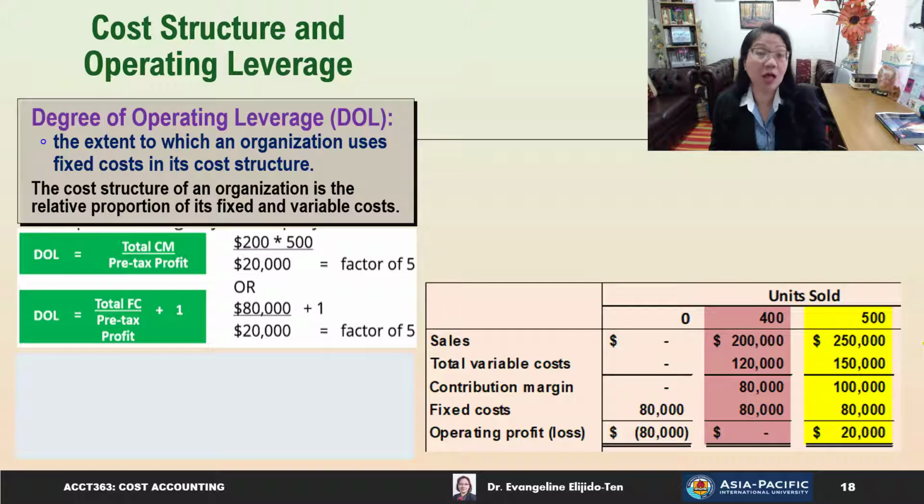So let's calculate DOL and then interpret it. DOL is simply the total contribution margin divided by the pre-tax profit. All right.